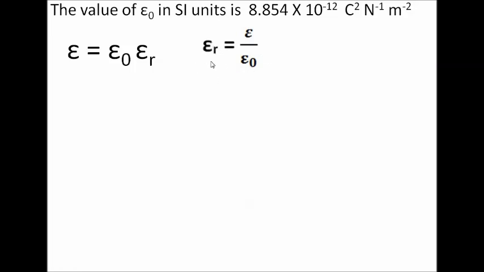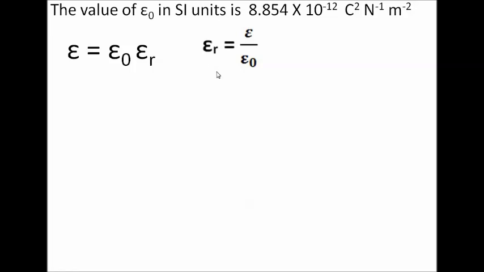So this epsilon r is just a dimensionless number. Epsilon r is a dimensionless number which compares the electric permittivity of one medium with respect to free space or vacuum, just like refractive index. Refractive index n is equal to c by v, which compares the speed of light in vacuum with respect to the speed of light in a given medium. Refractive index is also a dimensionless number. Thus relative permittivity is also a dimensionless number.